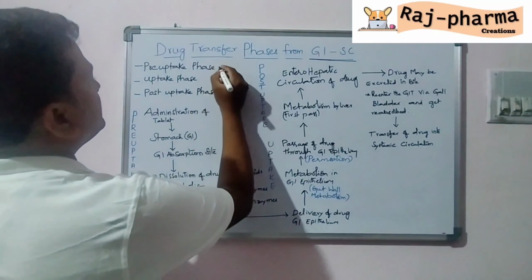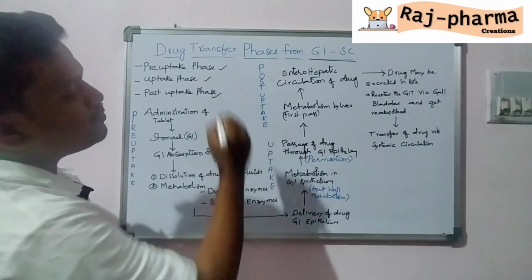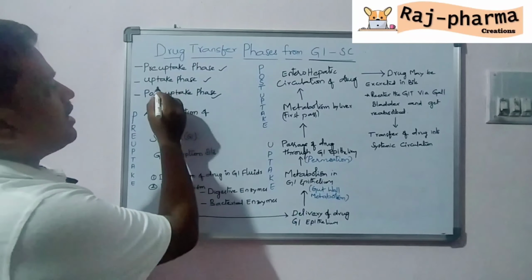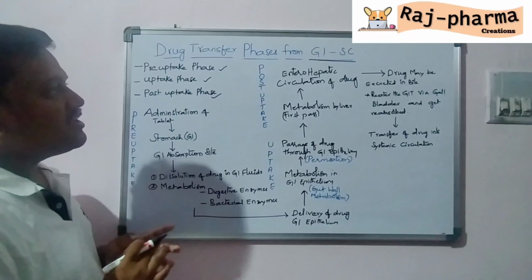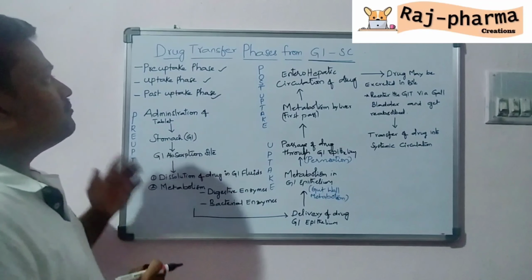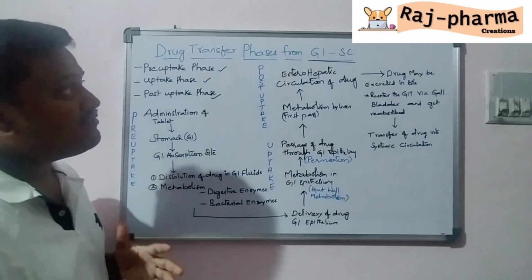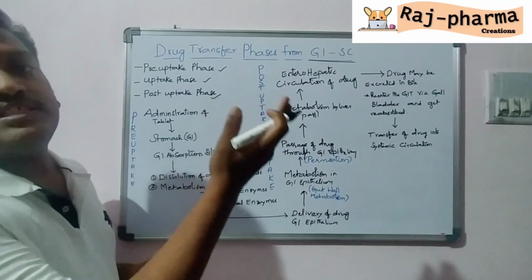First is the pre-uptake phase, then the uptake phase, and then the post-uptake phase. There are three phases. Let us discuss what is happening in the pre-uptake phase, the uptake phase, and the post-uptake phase. Finally, we have to know how the drug is transferred from the GI to systemic circulation.